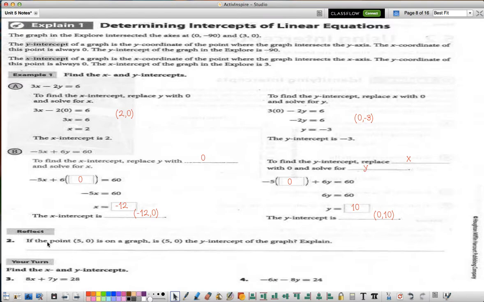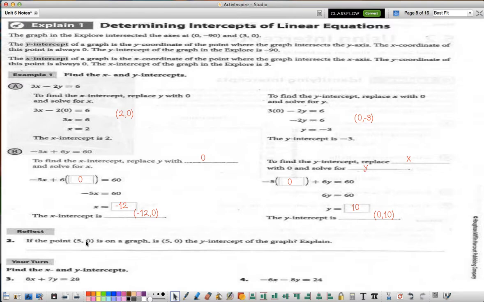So here we go. Let's look at this problem. If the point 5, 0 is on a graph, is 5, 0 the y-intercept of the graph? Explain. I want you to think about this before you hear my answer, and come up with your answer and your explanation. You might want to take a second and pause and think about this.